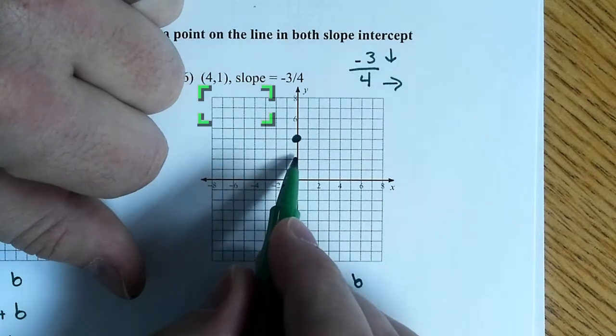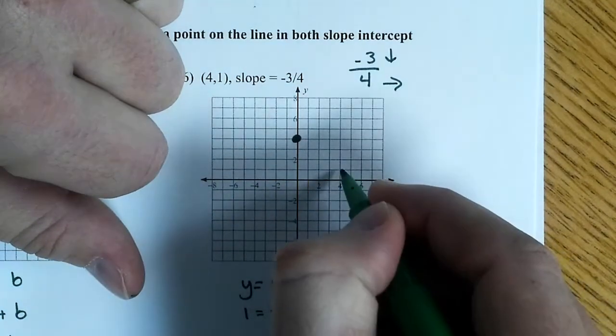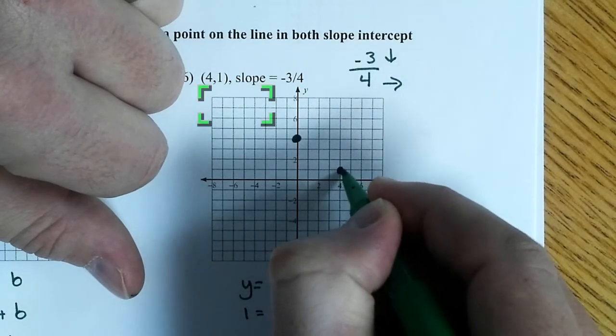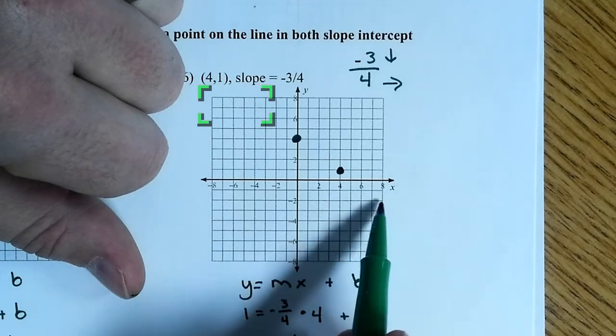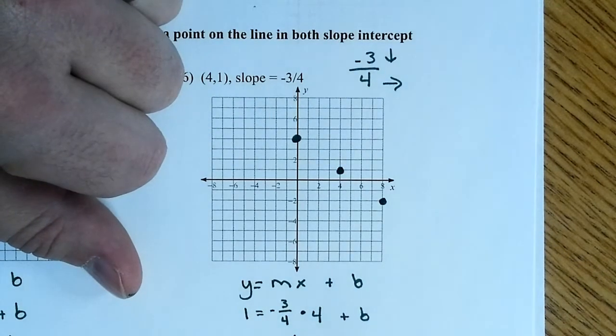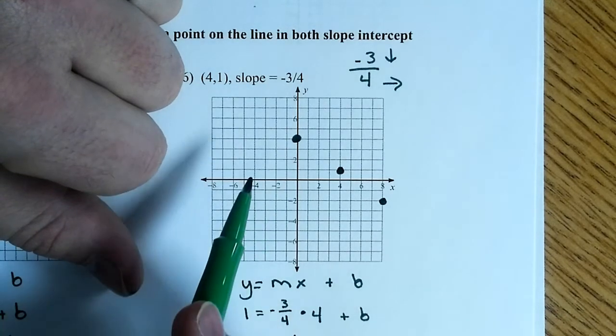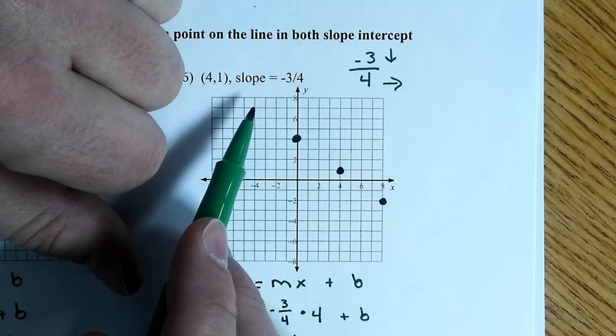So 1, 2, 3, right 4: 1, 2, 3, 4. All right, down 3, right 4. Now we're out of space, so we can do the opposite, which is up 3, left 4. Up 3, left 4. Good.